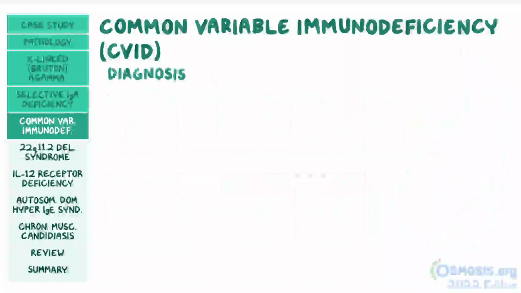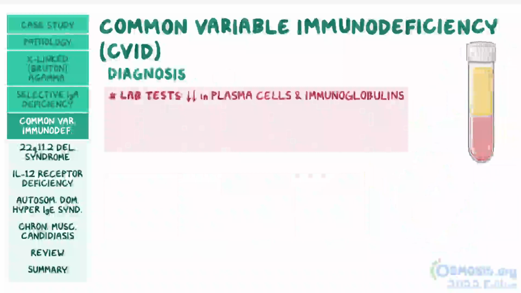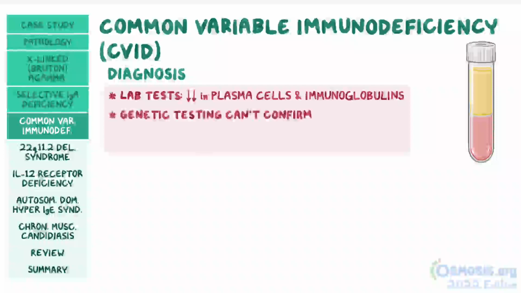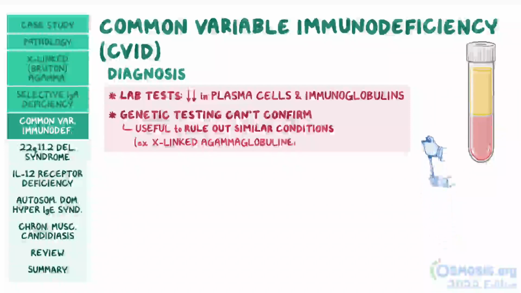For diagnosis, what you must know is that laboratory tests demonstrate an overall decrease in plasma cells and immunoglobulins. Also, it's important to note that genetic testing can't confirm the diagnosis of CVID, but it can be useful to rule out similar conditions, such as X-linked agammaglobulinemia.